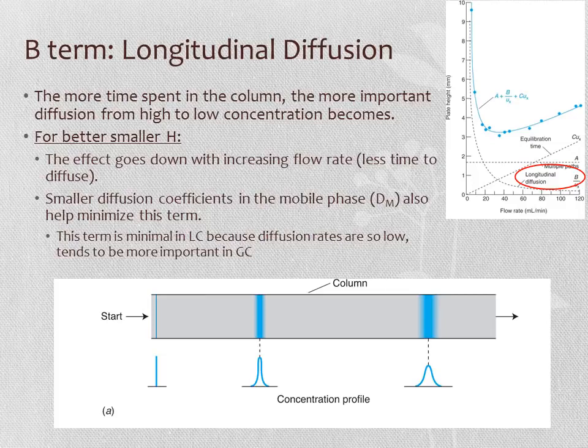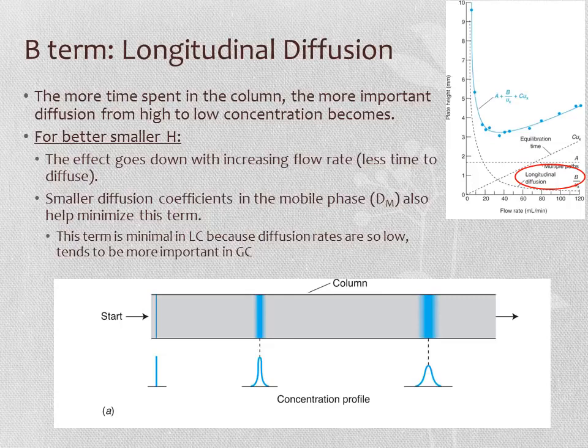This diffusion gets worse the longer you're in the column, the more time that passes. So if you want to get a better plate height, you need to increase the flow rate, which causes less time for this diffusion to happen, or try to get something with a smaller diffusion coefficient, so it's not going to diffuse so quickly. It turns out that for liquid chromatography, this is pretty much negligible because the diffusion rates are quite slow, and this tends to be more important in gas chromatography.